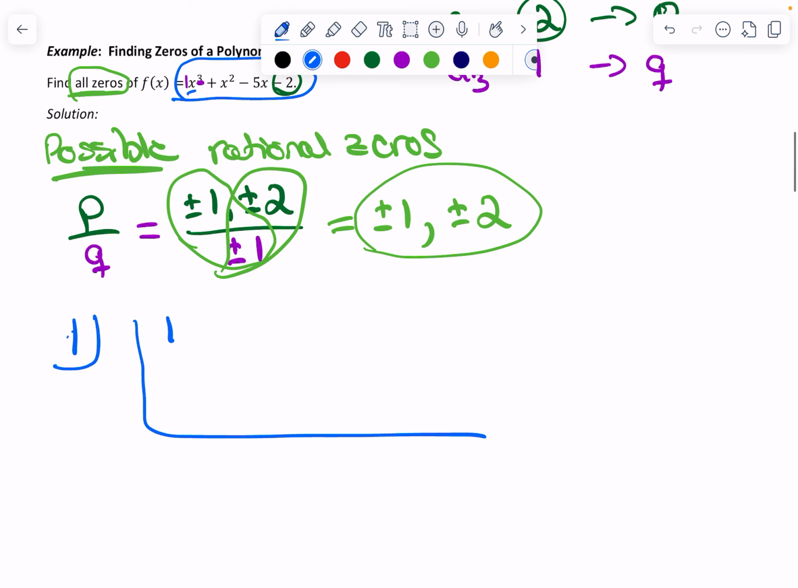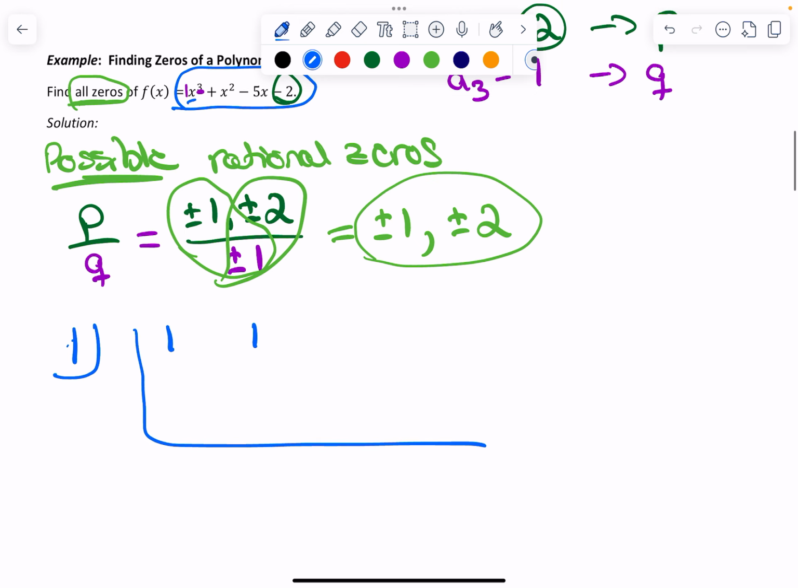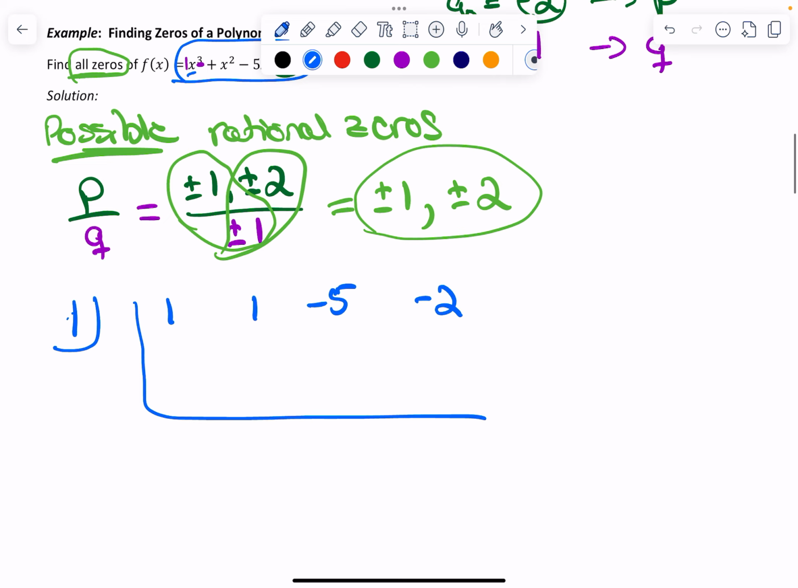1 is the leading coefficient. 1 is the coefficient for x squared. -5 is the coefficient for x, and then -2 is the constant. We're dropping down the 1. 1 times 1, we multiply those. 1 times 1 is 1, and then we add 1 plus 1 is 2. 2 times 1 is 2. -5 plus 2 is -3. -3 times 1 is -3, and -2 plus -3 is -5.